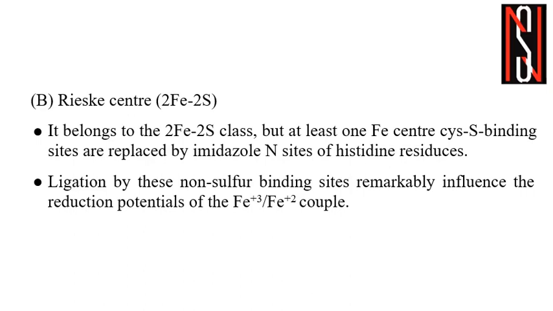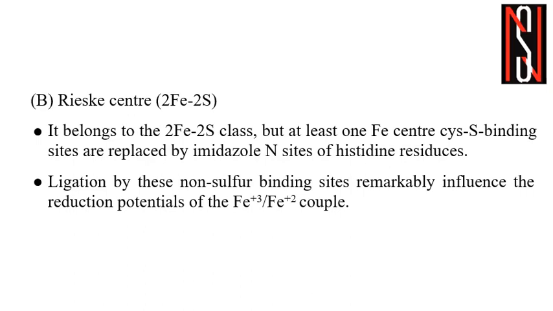So there is no major difference between these two ferredoxins, and ligation of these non-sulfur binding sites remarkably influences the reduction potentials of the Fe3+/Fe2+ couple. See that in the 2Fe ferredoxin the coordination sites were 2 cysteinyl sulfurs and 2 inorganic sulfurs, but in this Rieske center one of the cysteinyl sites is replaced by the imidazole N sites of histidine residues, right?